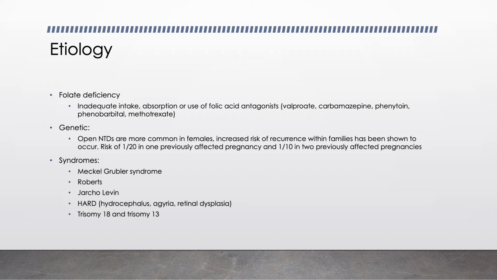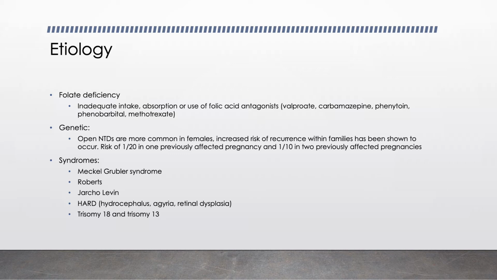And then genetically, open neural tube defects have been shown to be more common in females, and there is an increased risk of recurrence within families. So the risk has been shown to be 1 in 20 in one previously affected pregnancy, and then it increases to 1 in 10 in 2 previously affected pregnancies.